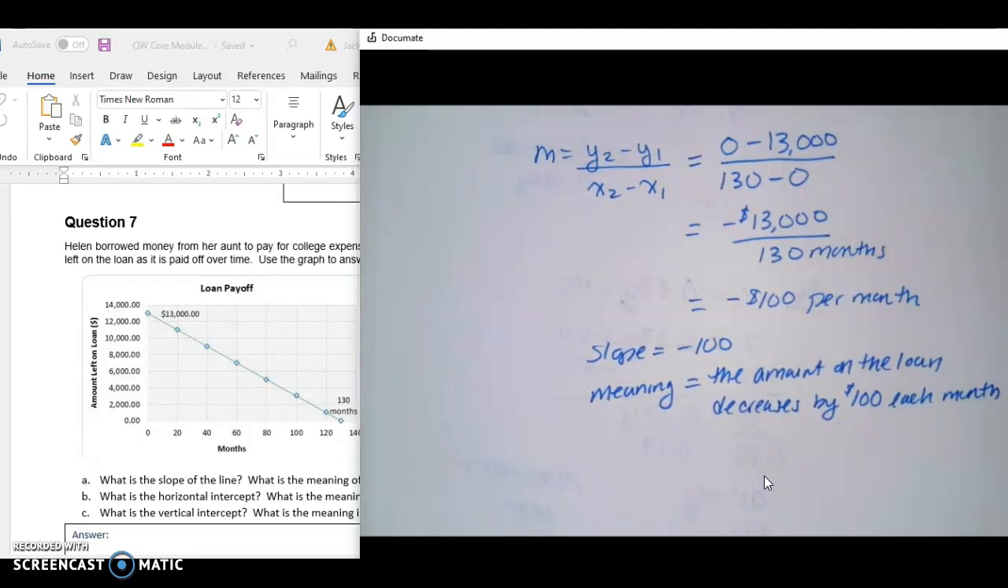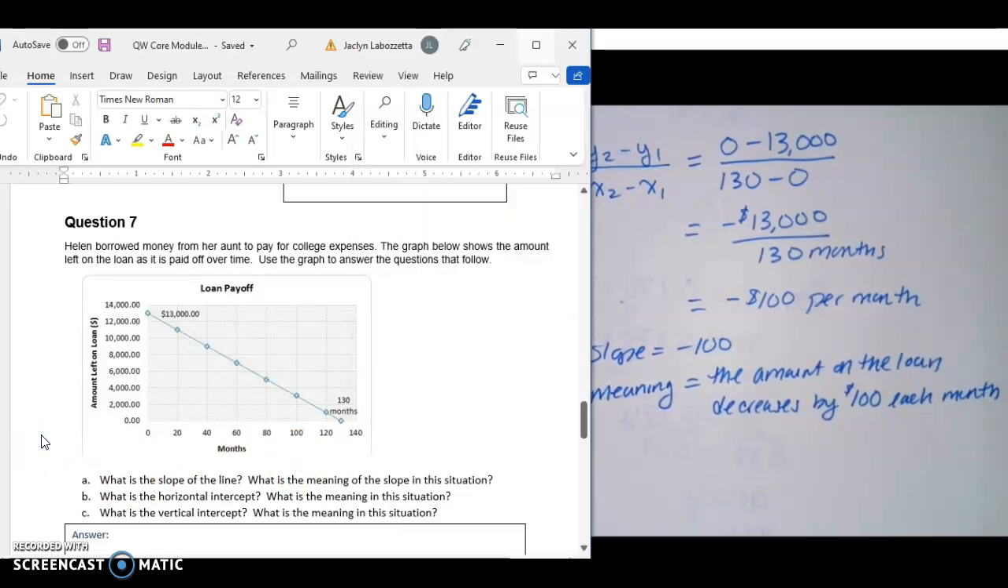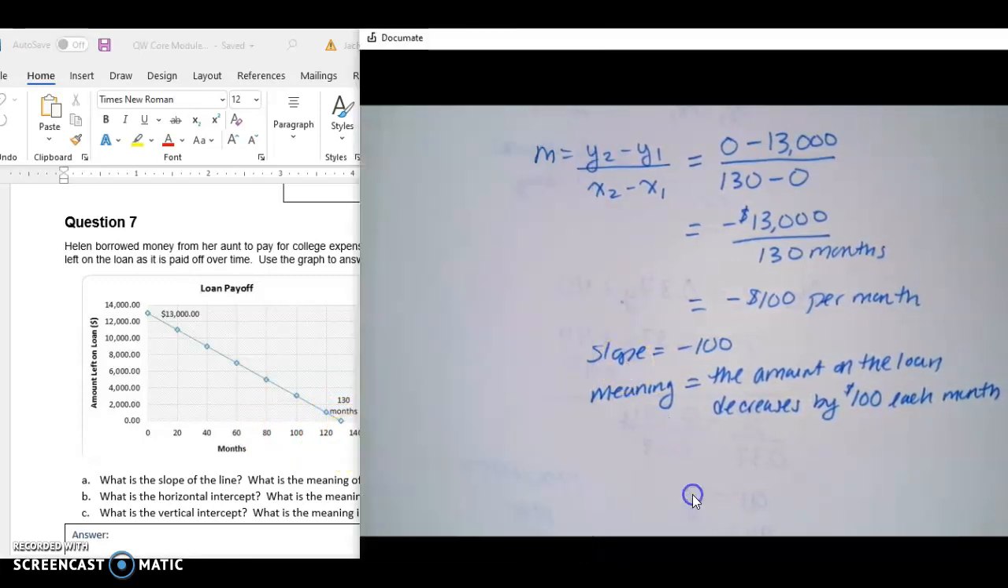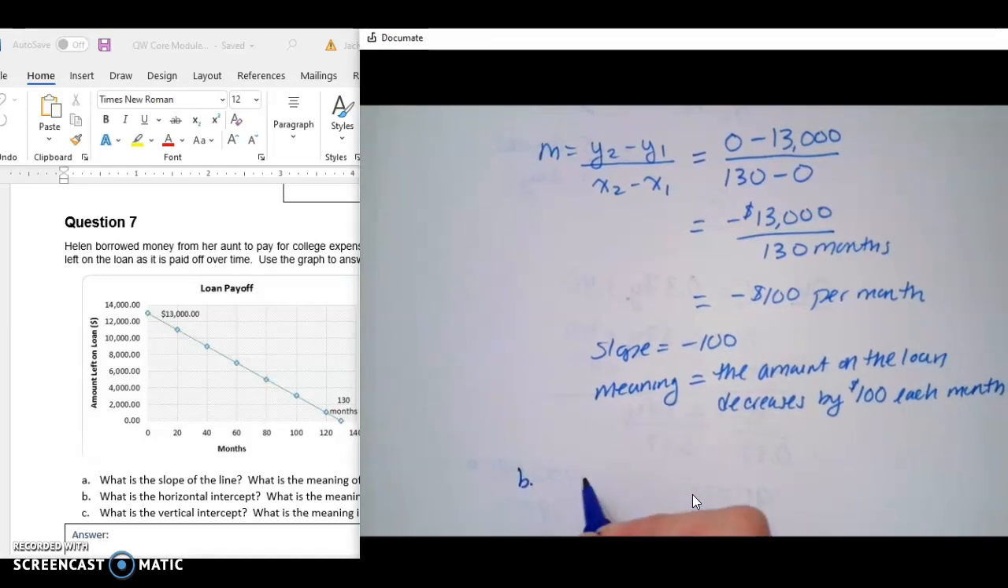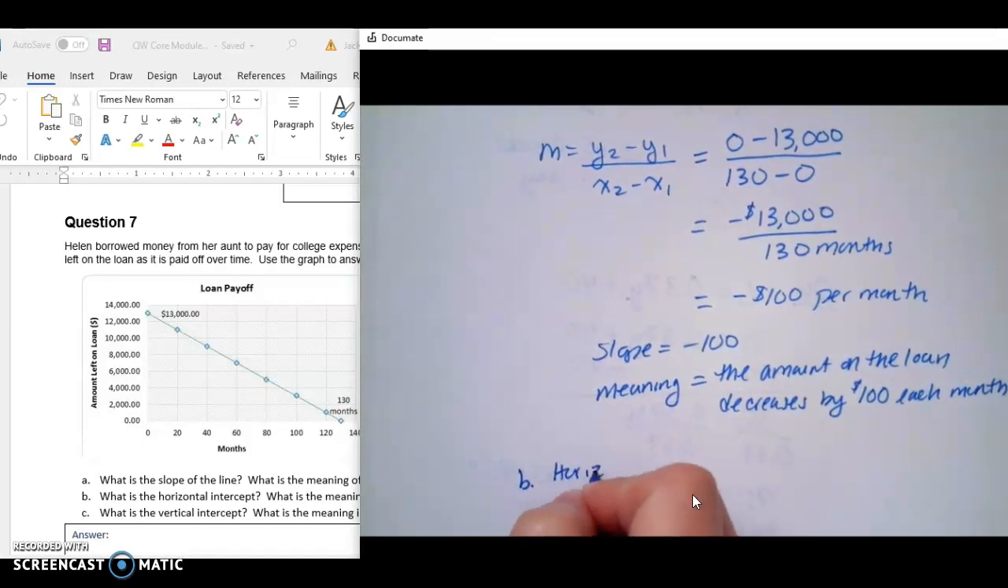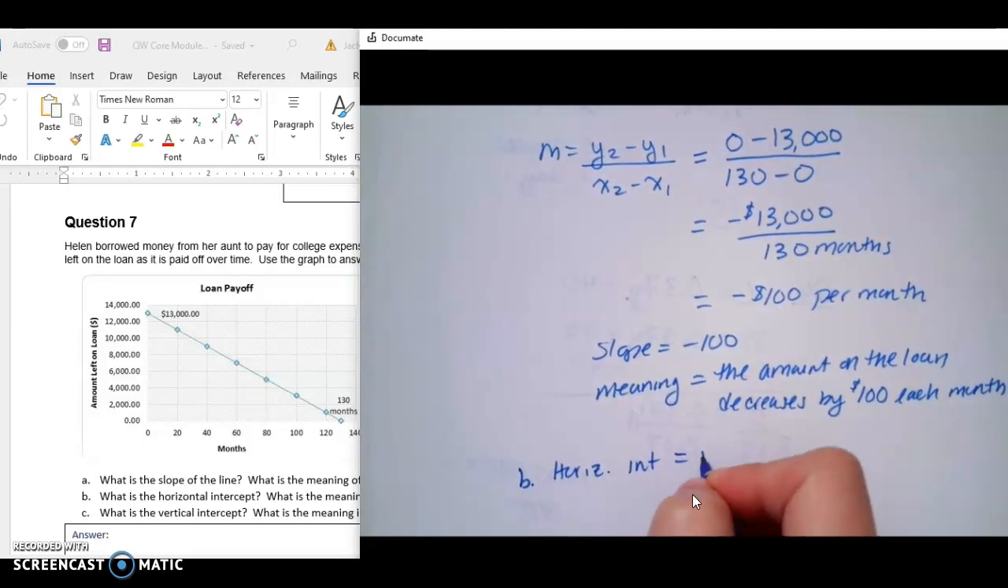For part B, we're asked to find the horizontal intercept and then interpret the meaning, and then for C, the vertical intercept and interpret the meaning. The intercepts can be found right from the graph. So for part B, the horizontal intercept, find your horizontal axis, the one that goes left to right. Find where the graph hits that horizontal axis, and that's at 130. So the horizontal intercept is 130.